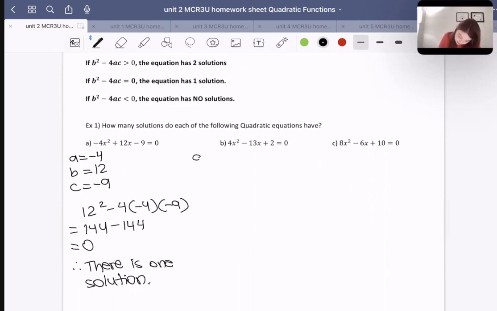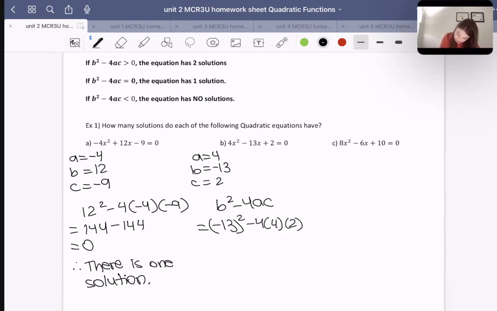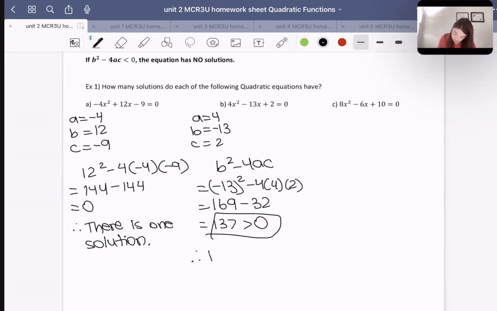So for B, a would be 4, b would be negative 13, and c would be 2. So therefore, for b squared minus 4ac, we have negative 13 squared minus 4 times 4 times 2, which is 169 minus 32. I'm actually not sure what that is, but I'm sure it is positive, that's for sure. So the answer will be two solutions. So 137, which is greater than 0, right? 137 is definitely greater than 0. So therefore, there are two solutions.